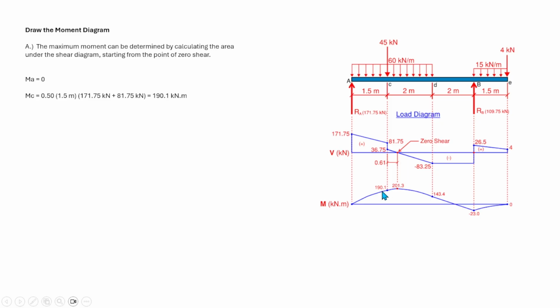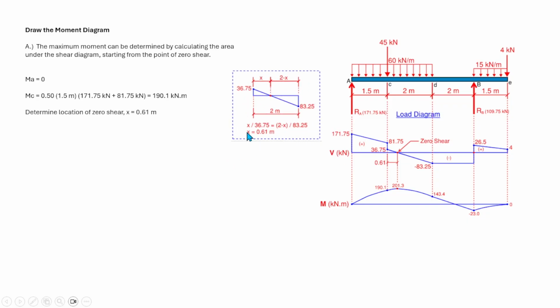So here we have 190.1. Now to determine the maximum moment at this point, we need to determine this distance. I have calculated that distance by ratio and proportion, where we have this x over 2 meters. This one is extracted from this portion here. So this is how we come up with this 0.61 by ratio and proportion. I don't need to elaborate too much on this one because it's very self-explanatory and just a straightforward calculation. So we have x is equal to 0.61 meters.